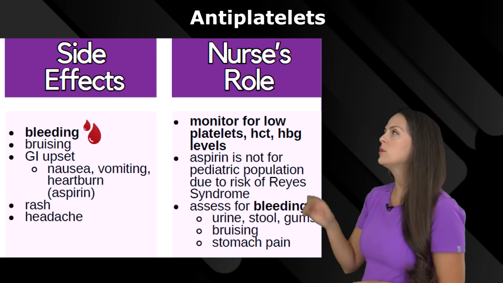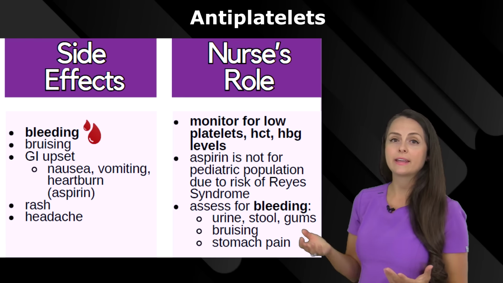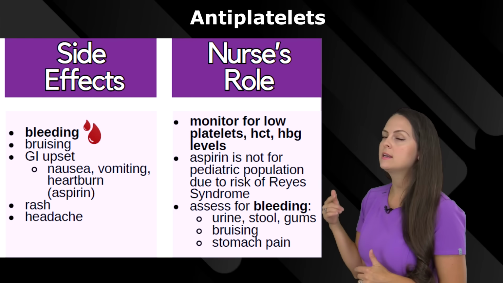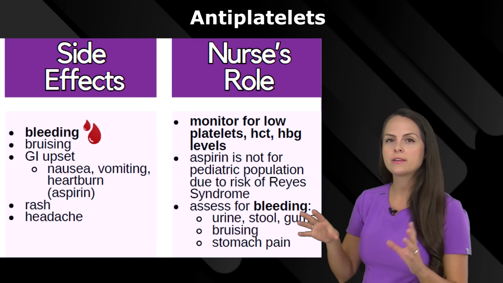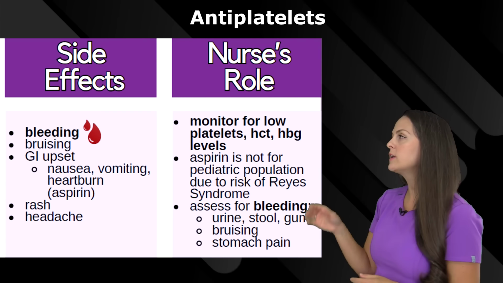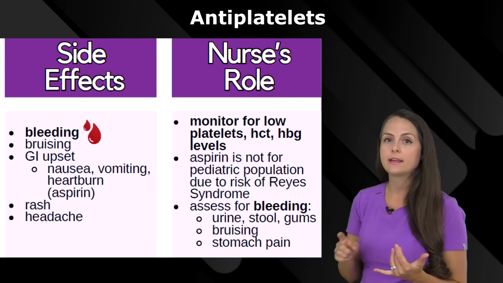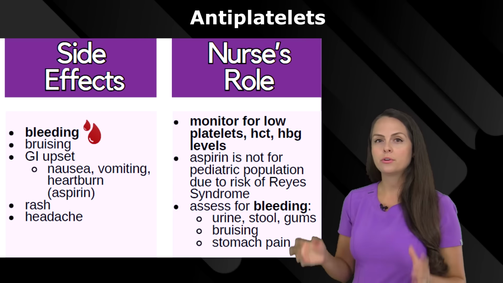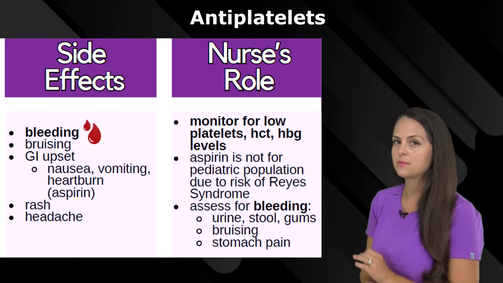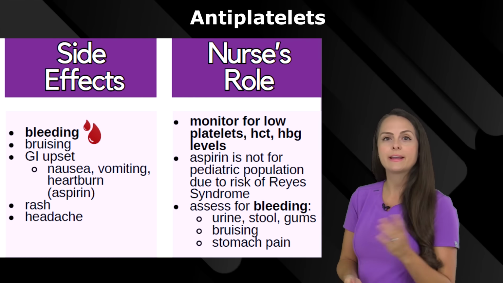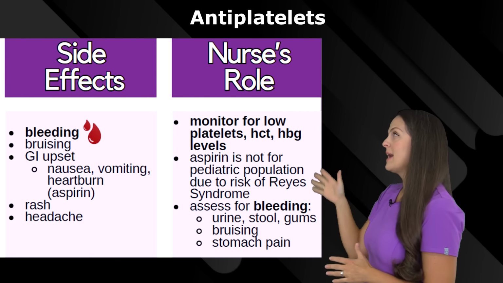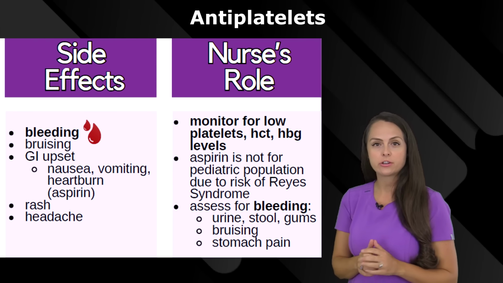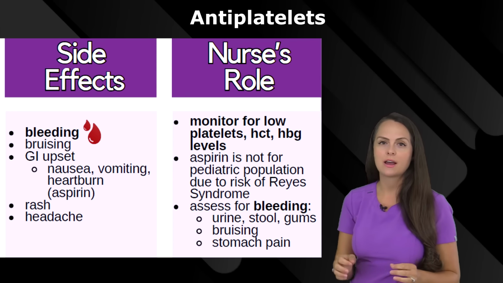So you particularly want to pay attention to a decreasing platelet count because we're affecting the platelet levels, along with a decreasing hemoglobin and hematocrit, which again points to bleeding. Plus, look at sites where there could be bleeding, like in the urine, the stool. Look at their gums. Are they having excessive bruising or even stomach pain? Because again, some of these medications are very hard on the stomach, like aspirin. And then with aspirin, just remember as a side note that aspirin is not for the pediatric population because it can lead to Reye's syndrome.